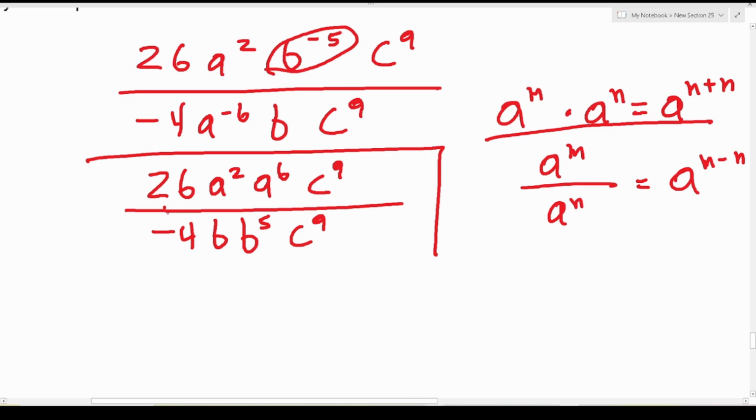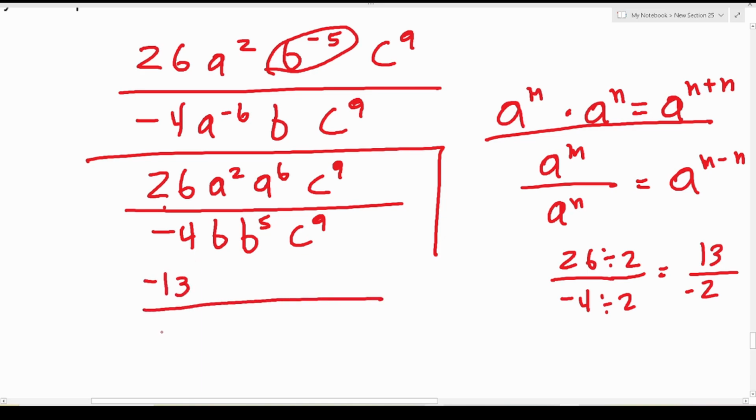This 26 and negative 4, we can reduce that like a separate fraction, and let's do that off to the side. We have 26 over negative 4. If I were simplifying this fraction, I would divide 26 as well as negative 4 by 2. 26 divided by 2 is 13. Negative 4 divided by 2 is negative 2. So this 26 over negative 4 reduces to negative 13 over 2. Okay? All right, let's look at these a's.